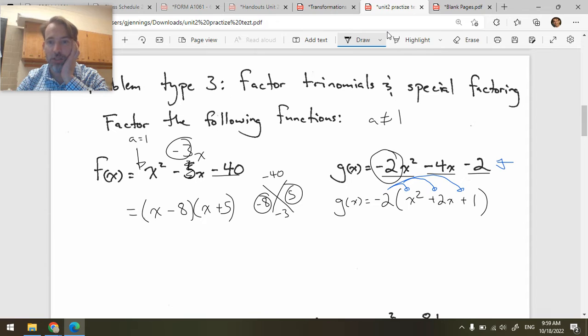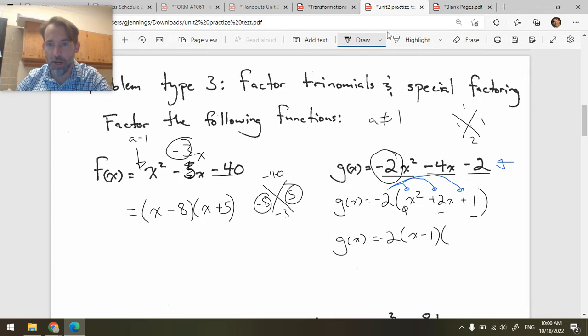And now I'm looking for numbers that win this x game for me. They should multiply to 1 and add to 2, because a is 1 at this point. Okay, so now I can win the special x game. Those numbers are 1 and 1. Oh, cool. 1 times 1 is 1. 1 plus 1 is 2. Isn't that cool? So g of x is equal to negative 2 times x plus 1.